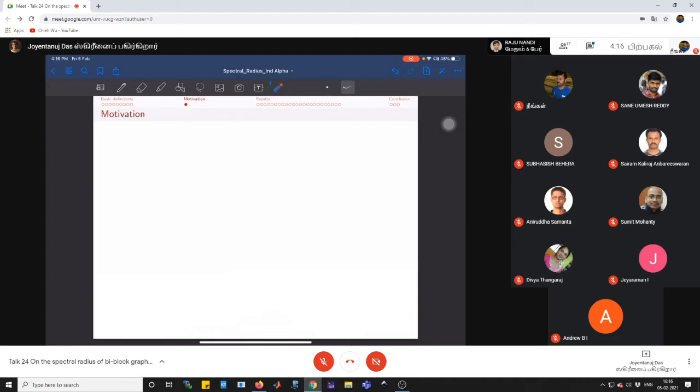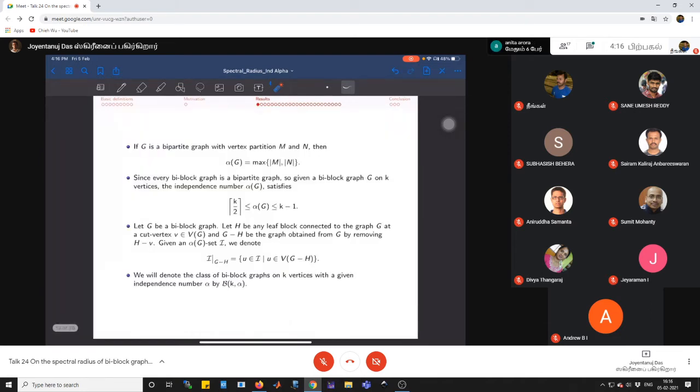Next I will move to the results. Suppose G is a bipartite graph with vertex partition M and N. Then one can see that the independence number is the maximum of the cardinalities of M and N. Since every biblock graph is a bipartite graph, a biblock graph G on k vertices has independence number alpha(G) lying between the ceiling of k by 2 and k minus 1.